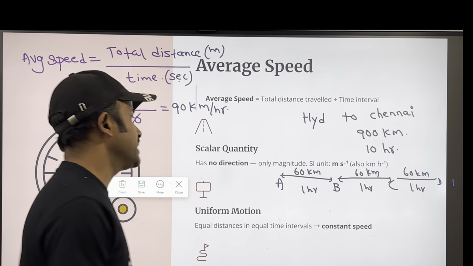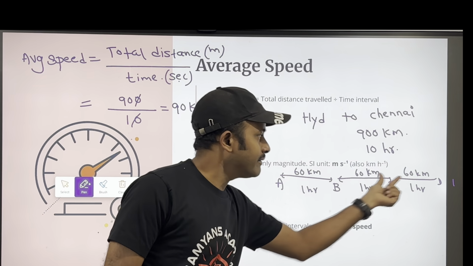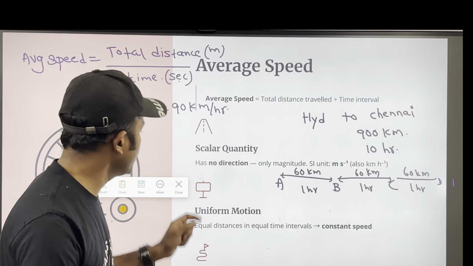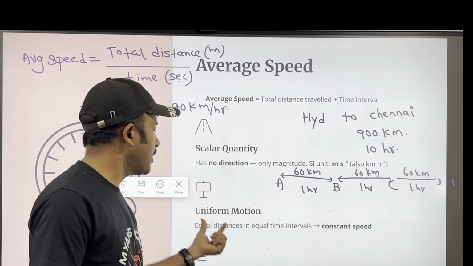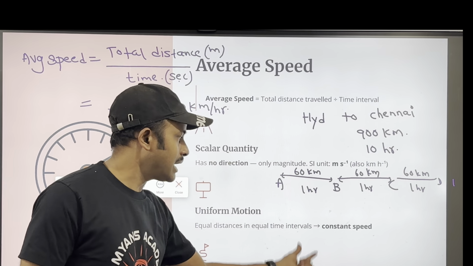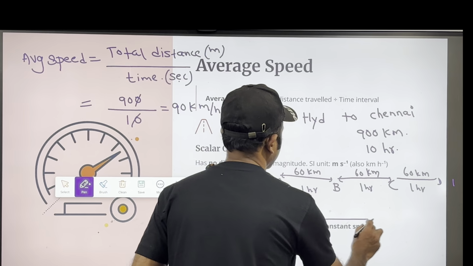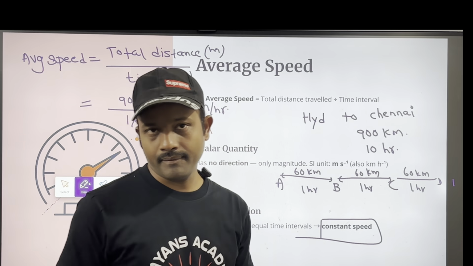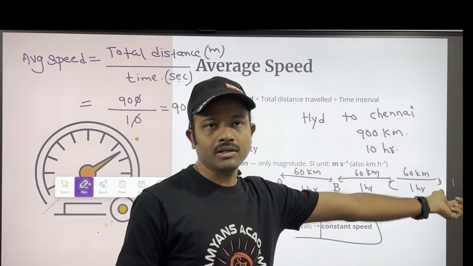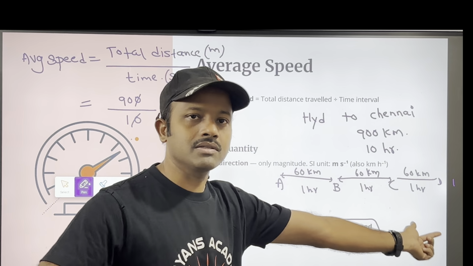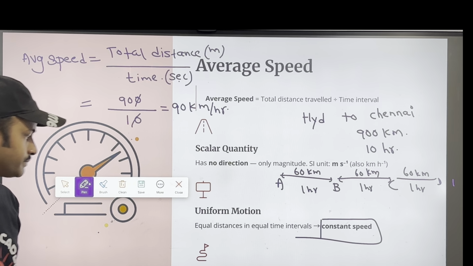If your object covers equal distances in equal intervals of time, it is said to be uniform motion, right? That means the object is moving with constant speed. In every 1 hour, the object covers 60 kilometers, which means it covers equal distances in equal intervals of time. Then it is said to be uniform motion, right?